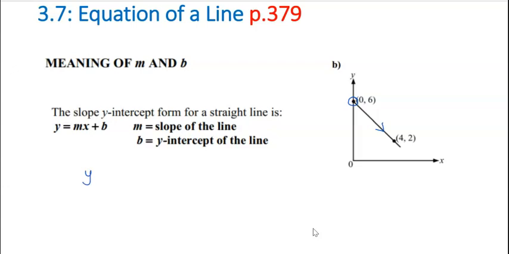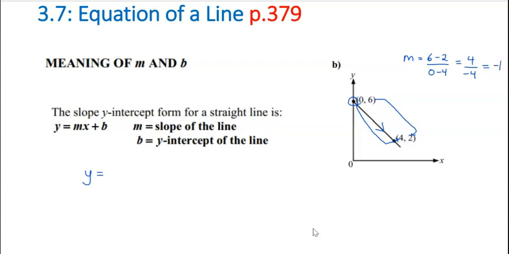So we're going to build it with y is equal to, and as we learned, our slope is the change in y over the change in x. We're going to have subtraction. So we're going to subtract our y values, 6 minus 2, over subtracting our x values, 0 minus 4, and that will give us our slope. 6 minus 2 is 4, 0 minus 4 is negative 4, 4 over negative 4 is negative 1.